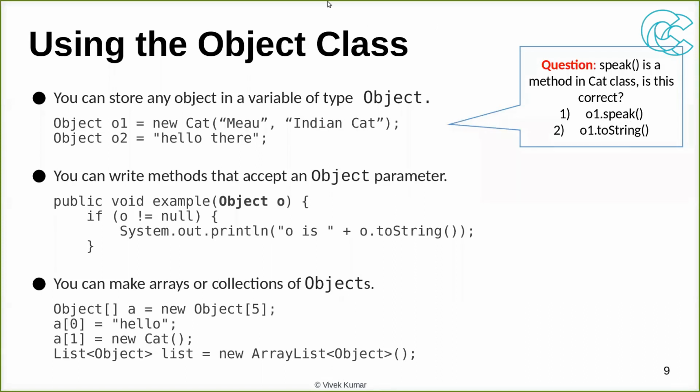So, sir, if we provide a Cat reference to this o1 object, then that Cat reference can call the speak function? If you say Cat c equals new Cat, then using c you can call speak. No, no, I mean Cat c equal to o1, if we do this? The other way, no, you can't do that. You can't assign a superclass instance to a subclass. You can only do it one way, which is you can assign a subclass instance to a superclass.